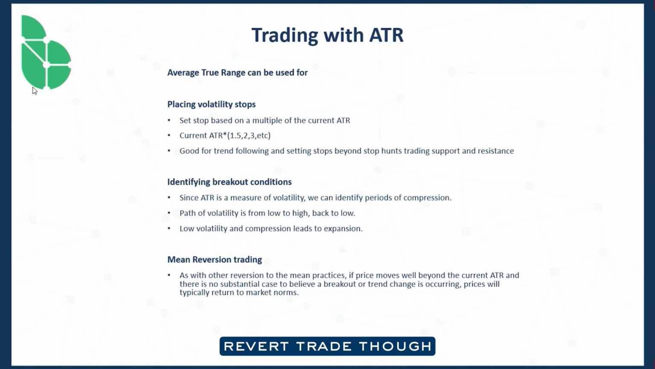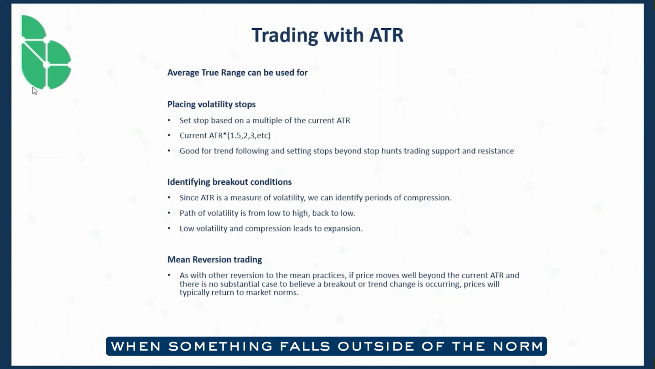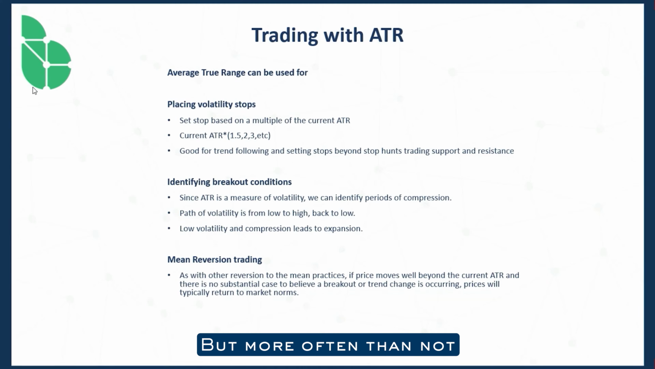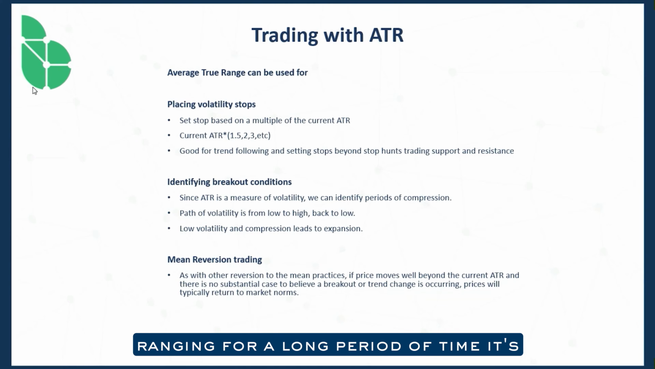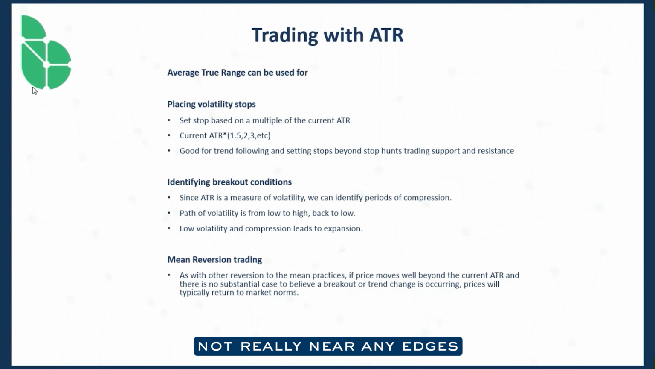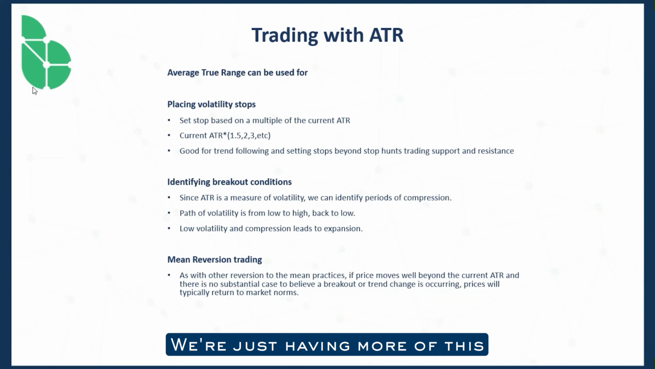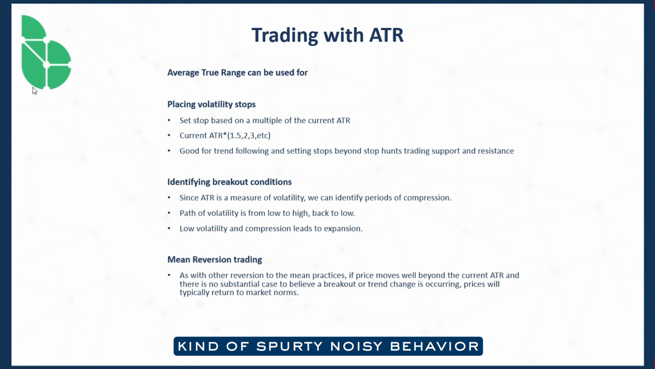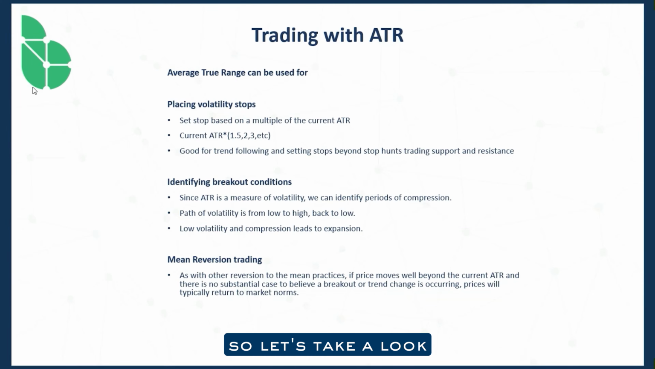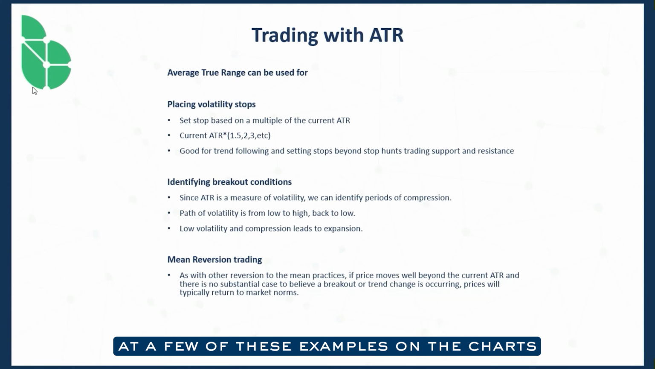So again, it helps us mean revert trade though, because when we identify what market norms are, when something falls outside of the norm, there are many times where the market will continue in that direction, but more often than not, especially when we take certain contexts into consideration, such as a market having been ranging for a long period of time, it's not really near any edges, so we're not really near the high or the low, we're just having more of this kind of spurty, noisy behavior. Well, if you get a move that is outside of norms, it might be worth fading or taking a mean reversion trade. So let's take a look at a few of these examples on the charts.